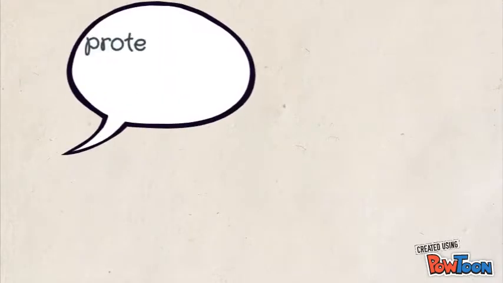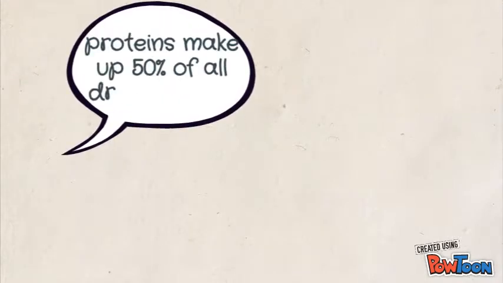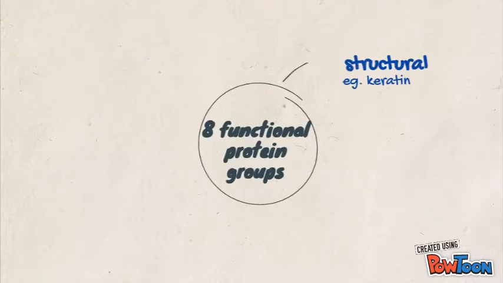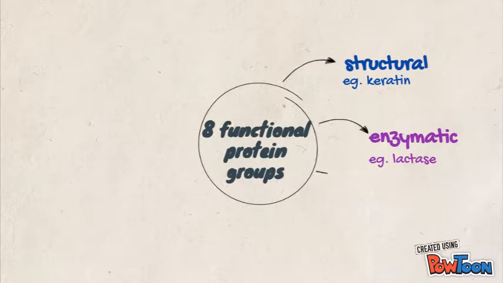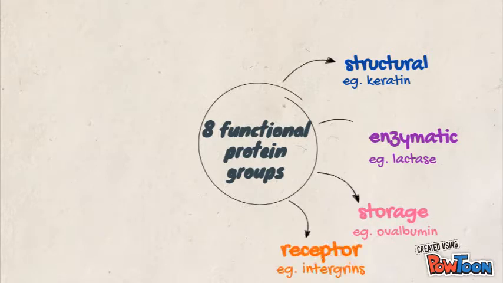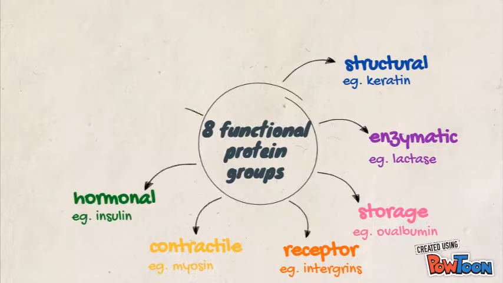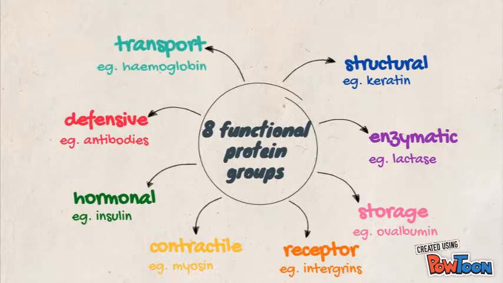Proteins are vital biomolecules that make up 50% of all dry cell mass. There are 8 functional protein groups under which various specialized proteins are classified. These include structural, enzymatic, storage, receptor, contractile, hormonal, defensive, and transport proteins. You may be able to tell from the range of groups under which proteins function that they are useful for many jobs, are highly necessary for countless processes that take place all around our bodies, and do well in maintaining the smooth running of our bodies.